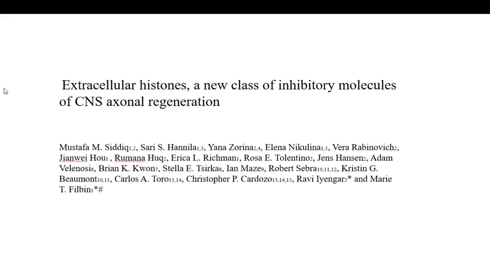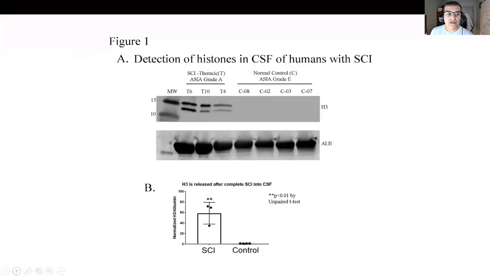Extracellular histones have been detected outside of the central nervous system, in damage to organs where dying cells release histones, and they can have deleterious effects. In this study, we were interested in understanding if histones are indeed released in the injured CNS, and if so, what were some of the effects that it could have, particularly on axonal regeneration.